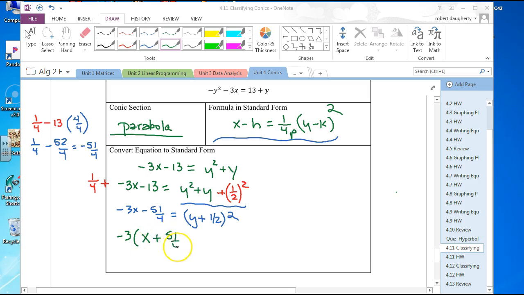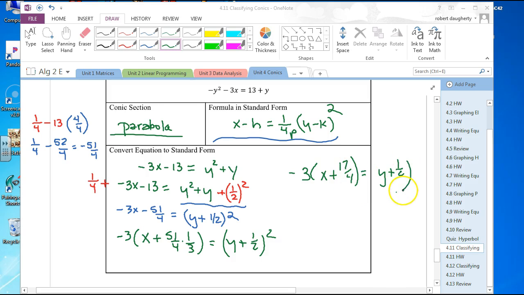x plus. So what happens when I multiply negative 3 times x? What do I get? What happens when I multiply negative 3 times 1/3? I get negative 1. So negative 3 times 1/3 is negative 1. Negative 1 times 51/4 is negative 51/4. What's 51 divided by 3? 17. So this is negative 3 (x plus 17/4) equal y plus 1/2 squared.